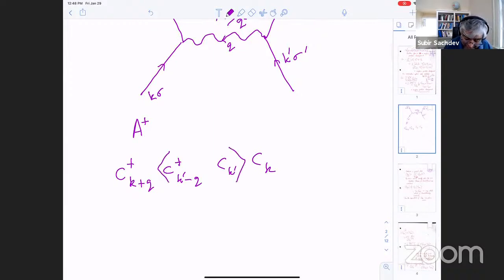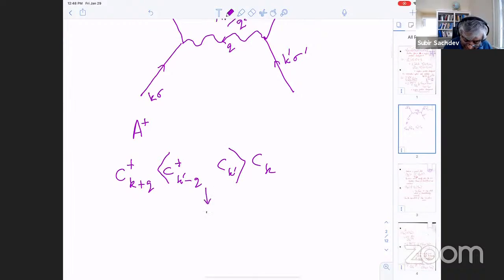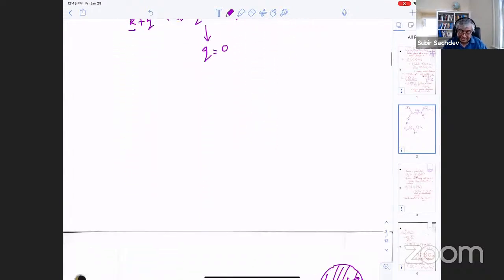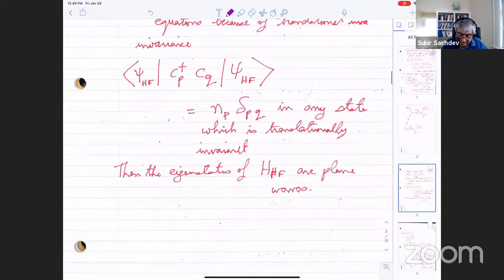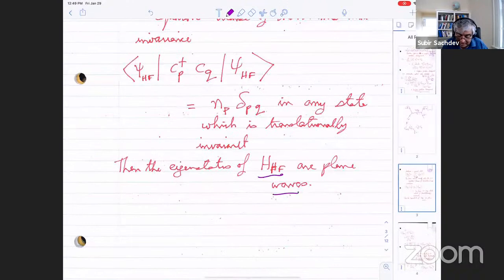So if I take the expectation value of these two, now these two momenta have to be equal. So this tells me that Q equals 0. And lo and behold, that is also diagonal in K then. And similarly with the others, you can see that no matter what happens, the Hamiltonian in the end would be diagonal in K, which tells me that the eigenstates of the Hamiltonian are plane waves. So I'm done. So the eigenstates of the Hartree-Fock Hamiltonian, which I will write down explicitly in a bit, I can already see, even without writing out explicitly, that its eigenstates are plane waves.